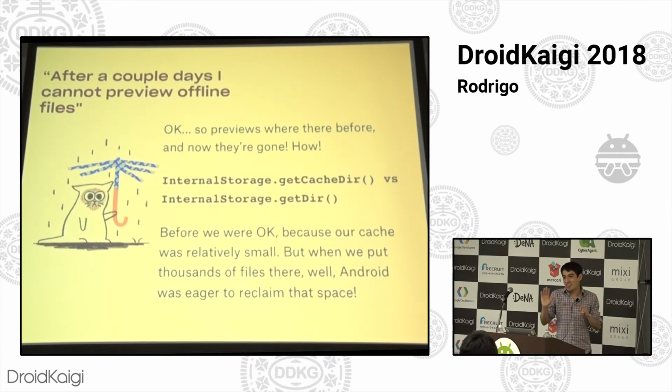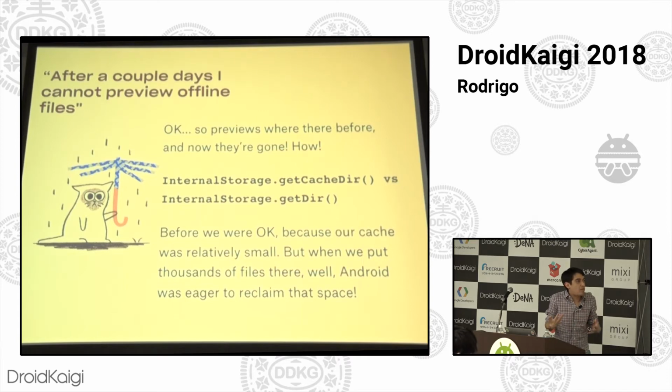Then again, if you have to deal a lot with storage, which we do, there are two different methods for getting a directory for storage in Android. One is getCacheDir. The other one is getDir. With getCacheDir, all of the storage there is evictable by Android. So that means that if there's memory storage pressure, then Android can evict the content of that directory. With getDir, that doesn't happen unless you actually go to the settings of the app and clear the app data.